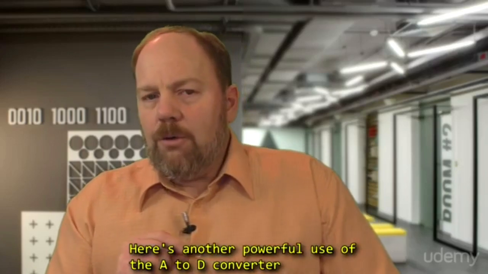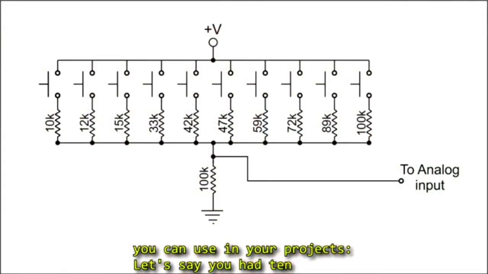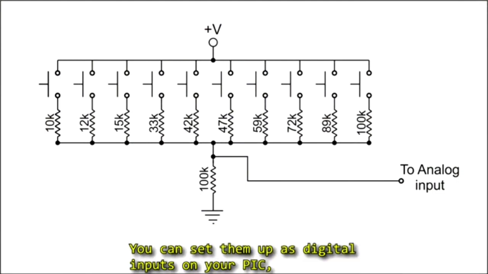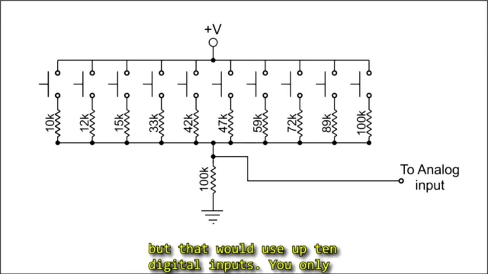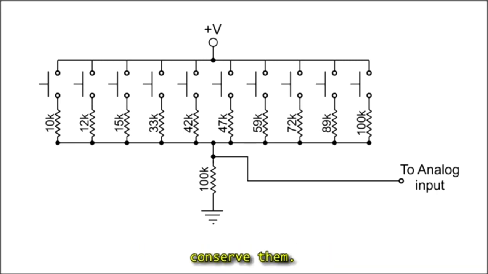Now, here's another powerful use of the A to D converter you can use in your projects. Let's say you had 10 push buttons for your microcontroller-driven robot. You can set them up as digital inputs on your PIC, but that would use up to 10 digital inputs. You only have so many input-outputs, so you want to conserve them. Enter the A to D converter.